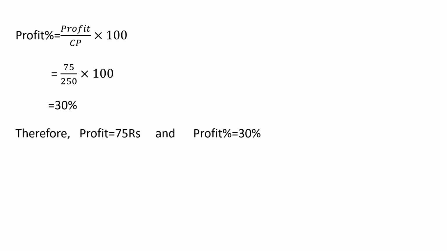Now, profit percentage, what is the formula? Profit by CP into 100. So profit 75 by, what is the cost price given in the question? 250 into 100. Cancel it, and when you cancel you will get 30 percent. So profit is 75 and profit percentage is 30.